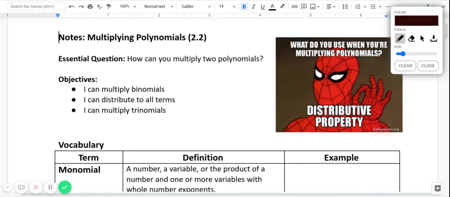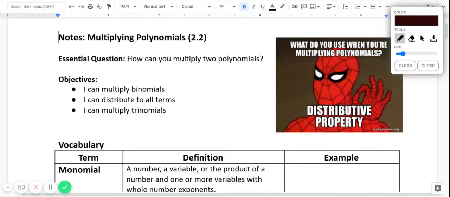Hello everyone! In this video we're going to talk about multiplying polynomials. So last week, remember, we learned about adding and subtracting polynomials. This week we're going to talk about multiplying polynomials, which will be a good intro into our next section, which will be factoring polynomials, which is the opposite of what we're going to be doing this week.